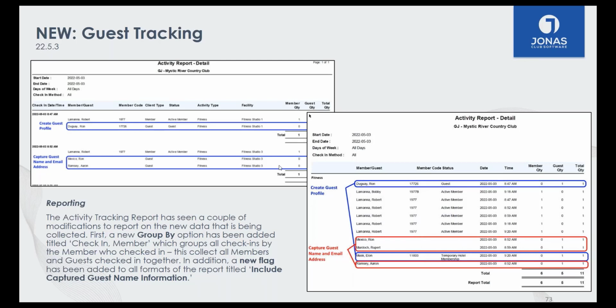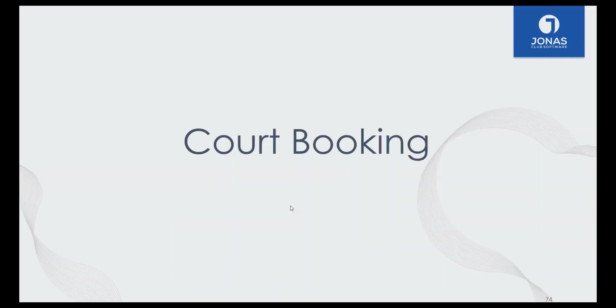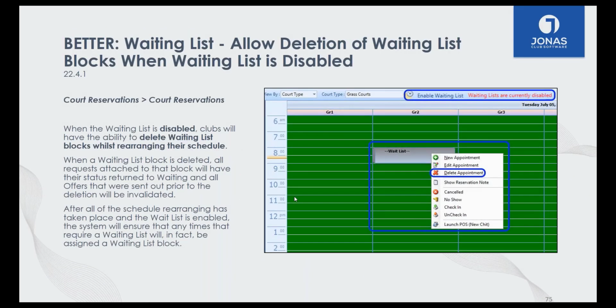So this is intended for situations where you have busy areas where members are self-checking in, like the pool or maybe the fitness center, and bringing guests is allowed. You'll have the ability to see who came, how often, when they came, and with whom they came if a member is bringing them. From a court booking perspective, we added a couple of things.